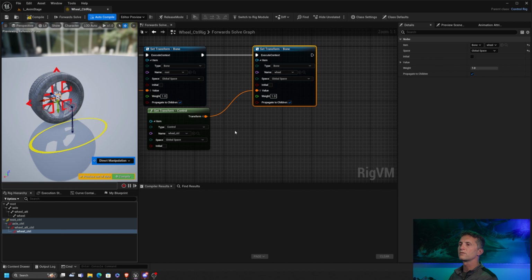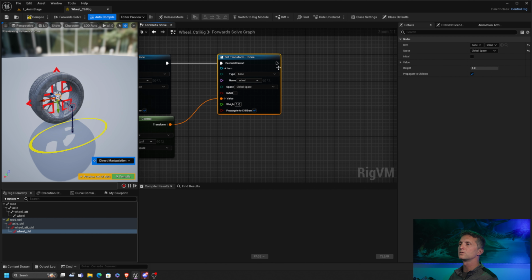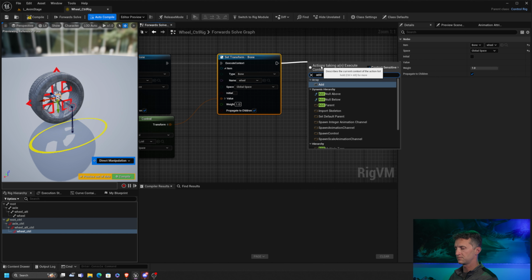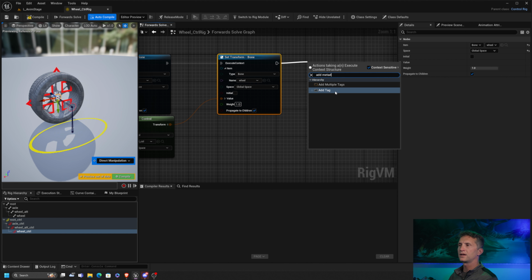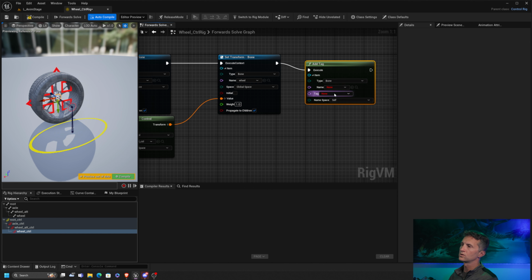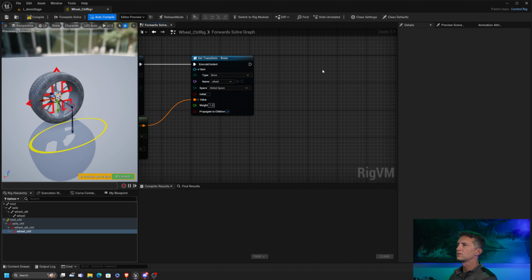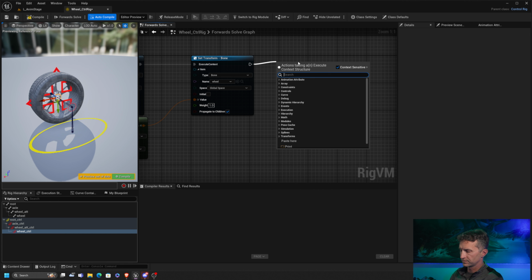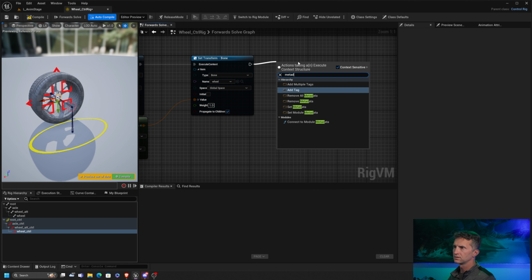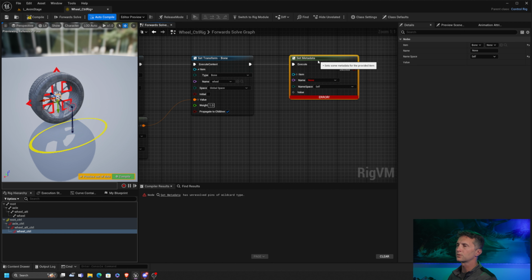So I think I saw a hand thing, where what they were doing is they were storing information in the meta node. So let's do this. Let's add meta. Set metadata. That's what we're looking for. We're going to set the metadata on the control, the wheel control.